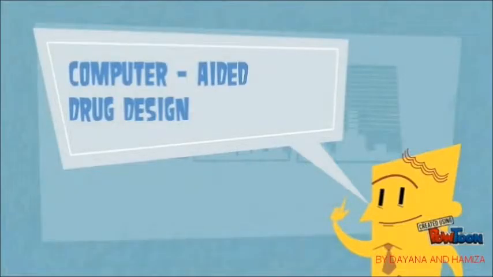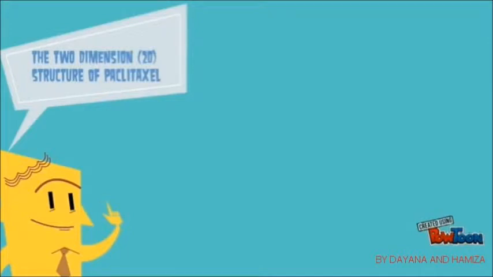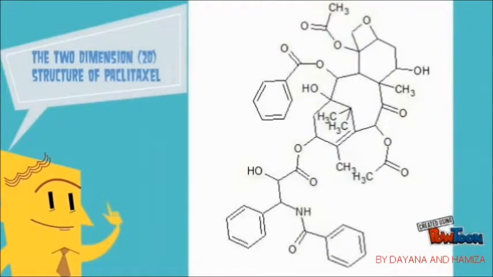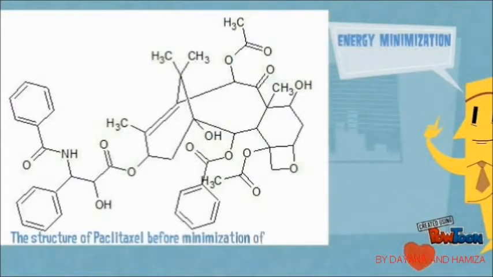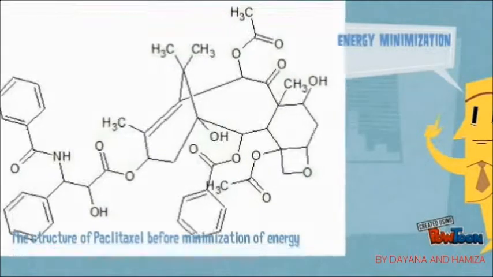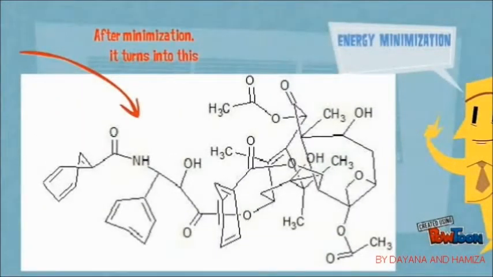The structure of paclitaxel and different types of conformation. This is the structure obtained of paclitaxel in 2-dimensional by using ChemSketch. This diagram shows the structure of paclitaxel before energy minimization. After minimization, it will become something like this.